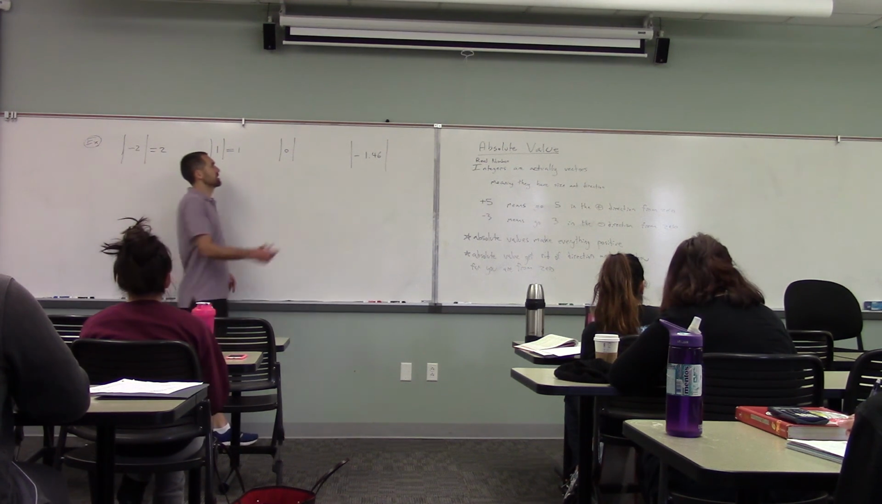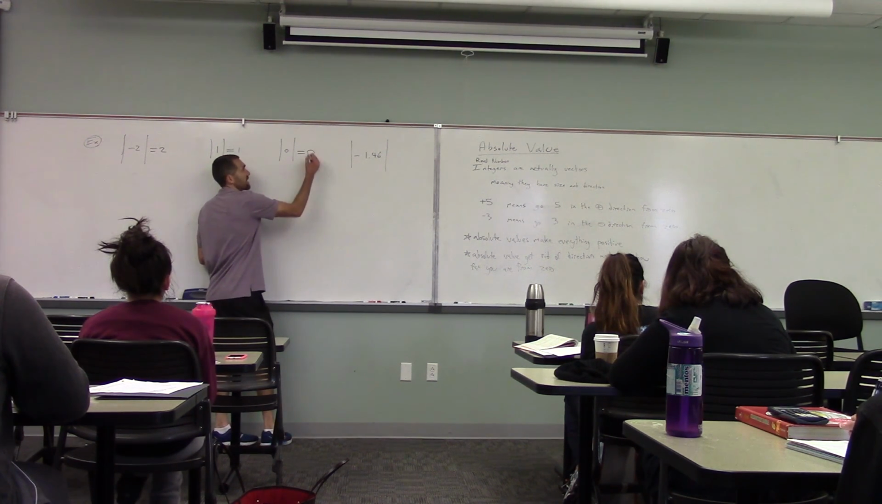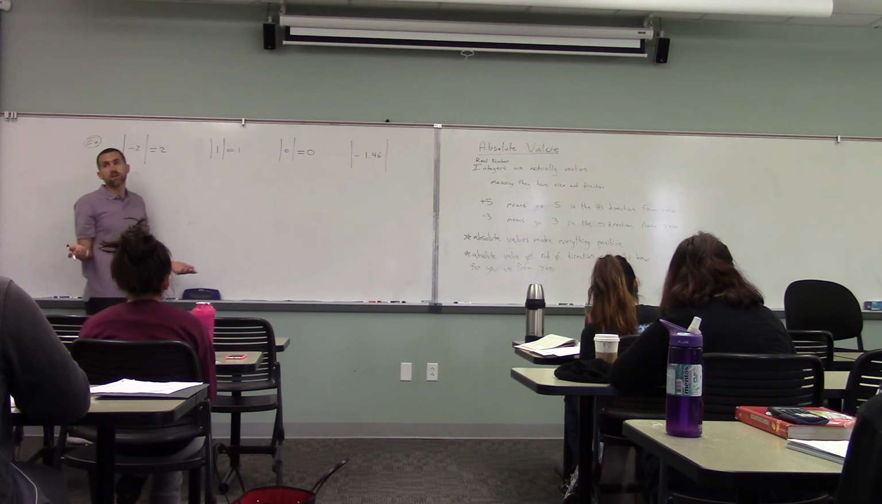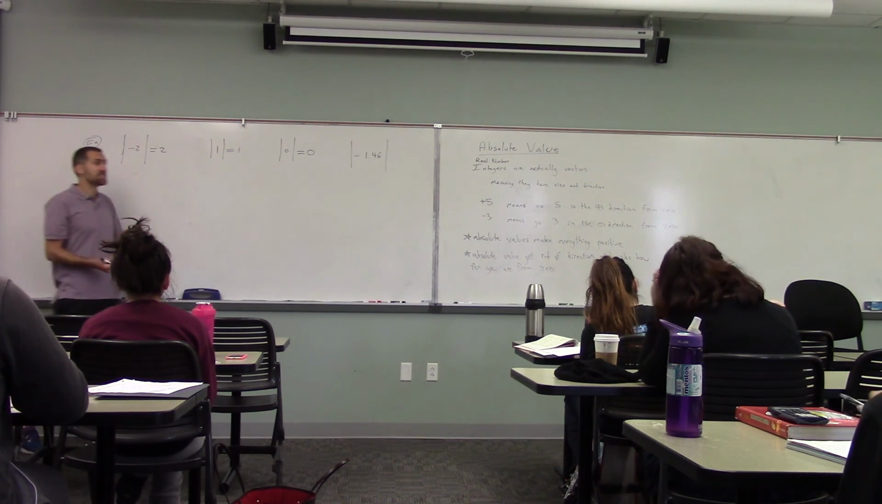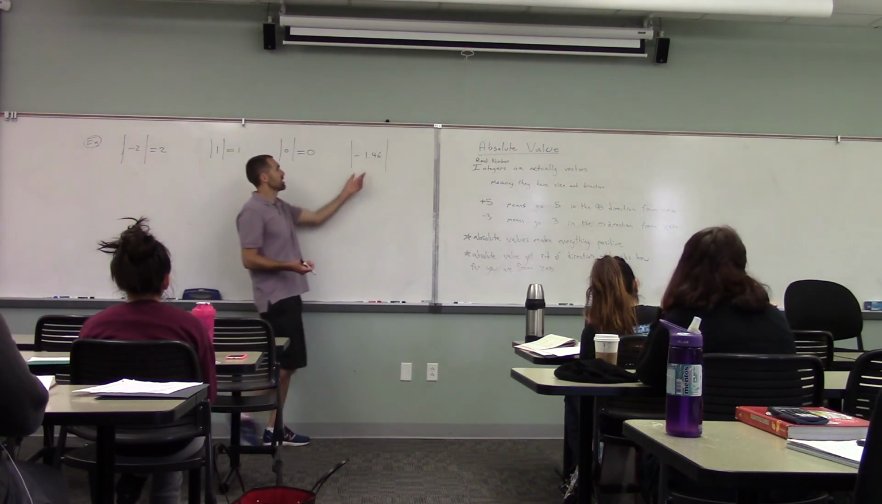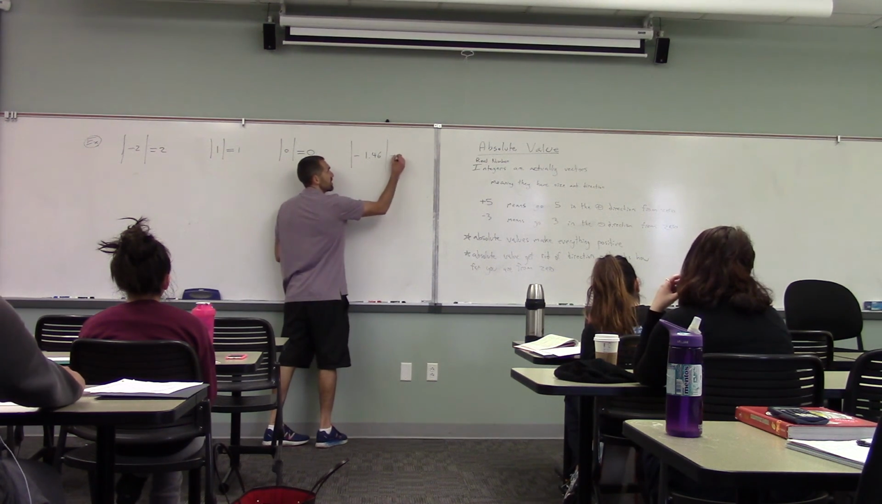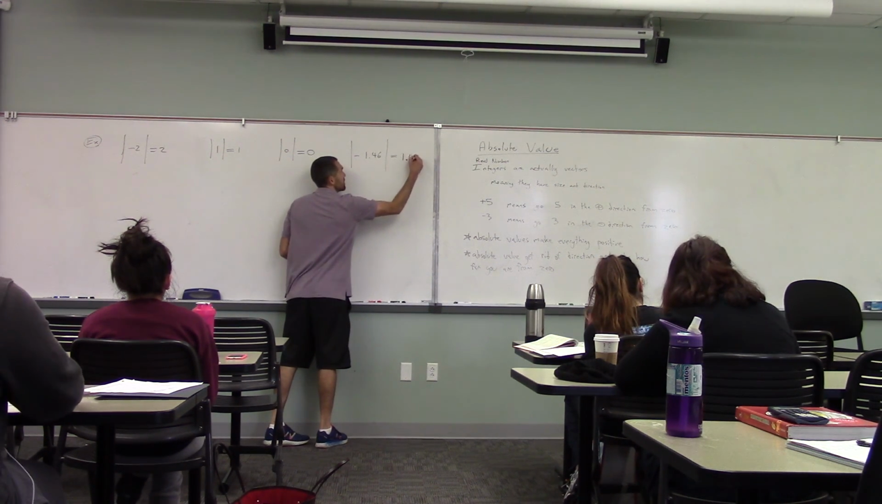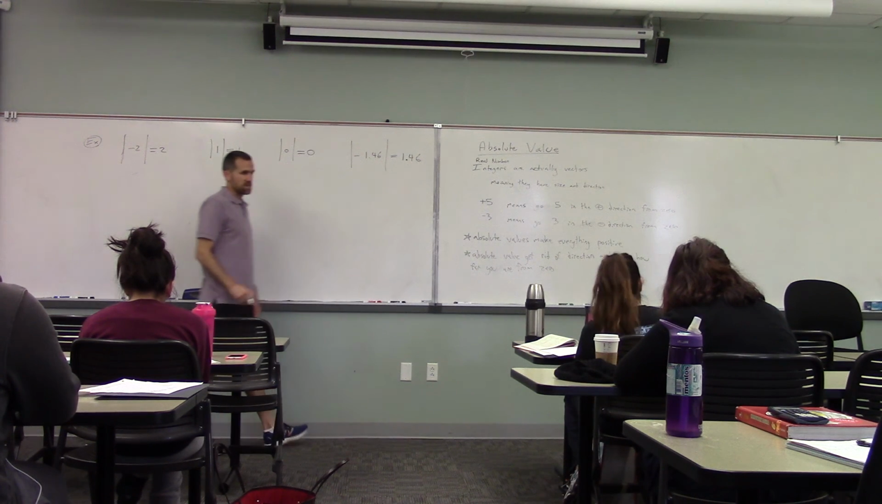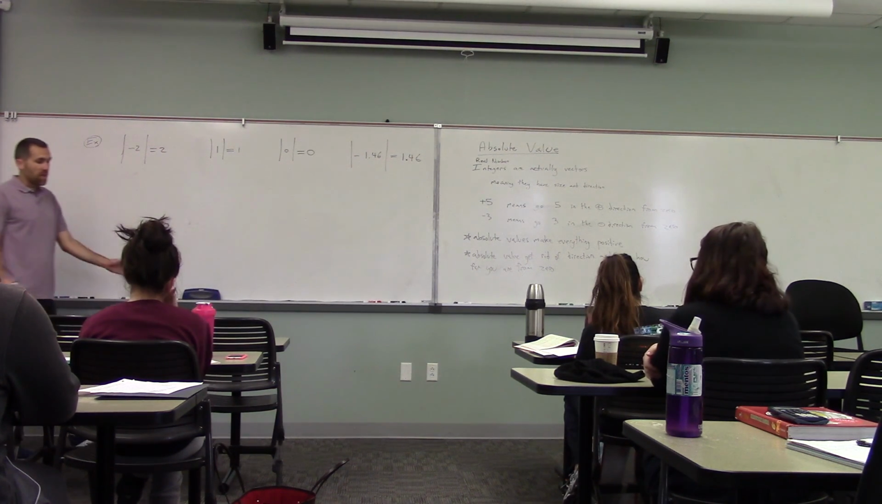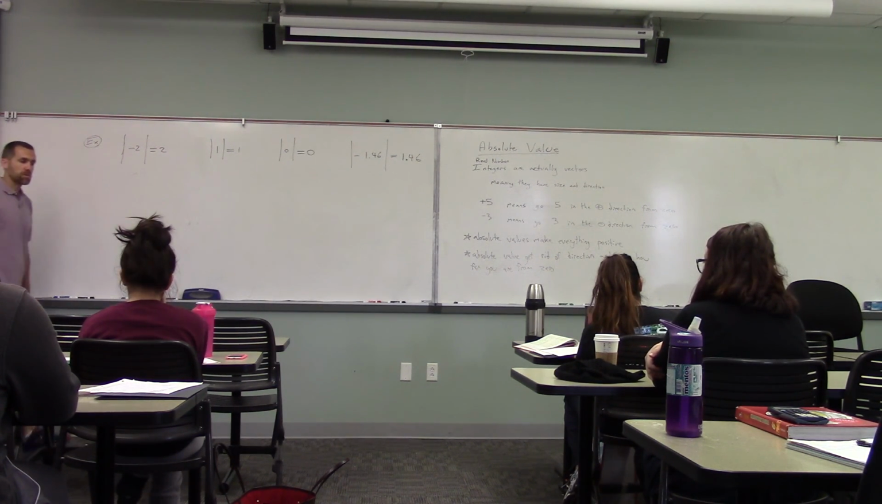So absolute value of 0 is? 0. Again, it could be asking how far are you from 0? If you were at 0, you were exactly 0 away. And then absolute value of -1.46? That's it. 1.46. Okay. And that's the end of 1.3. So do people have questions?